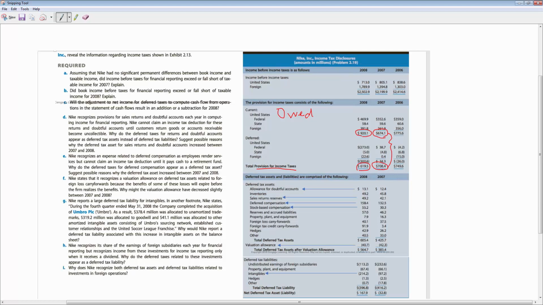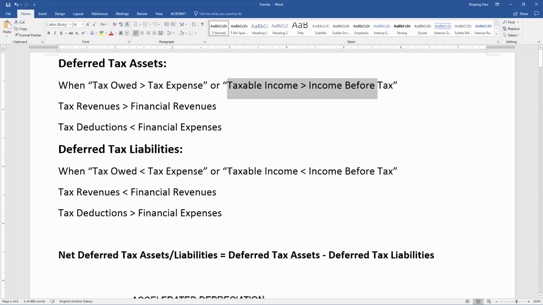In this case, the tax owed is less than the income tax expense. Let's refer to the formula. When the tax owed is less than tax expense, the taxable income is less than the income before tax. Actually, the company will recognize deferred tax liabilities. But to answer the question, this is enough: taxable income is less than the income before tax.